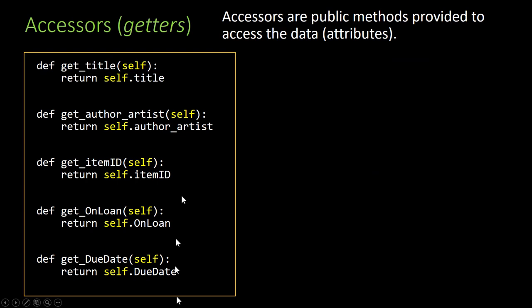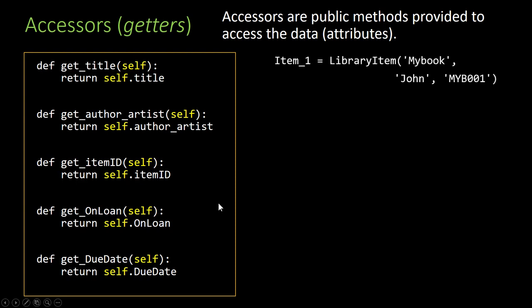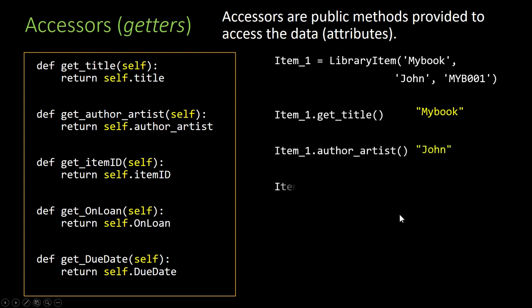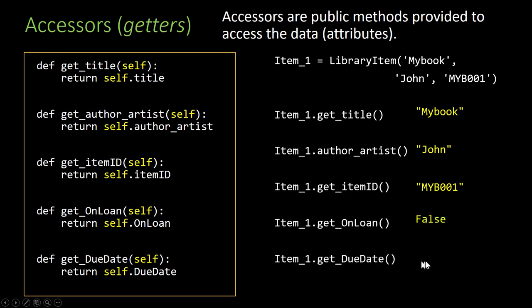Now the getters, these are the necessary getters to get the title, get the author artist, get the item ID, get the on loan status, get the due date. So let's say we have item 1 and we use these getters on it. Item 1, we get the title, then we get my book. We can also get the artist, get the item ID, get the on loan status, so it's false, and then get the due date, item not on loan.